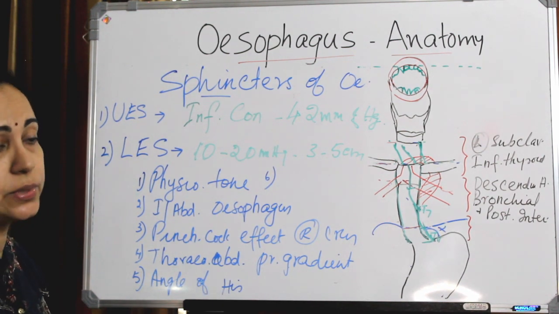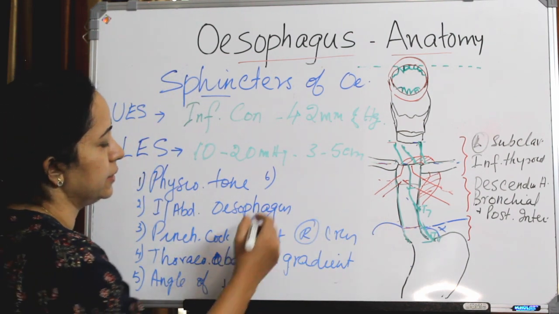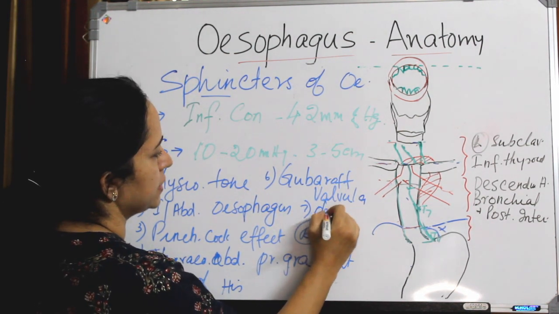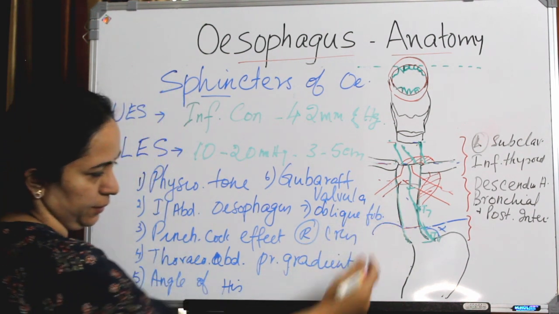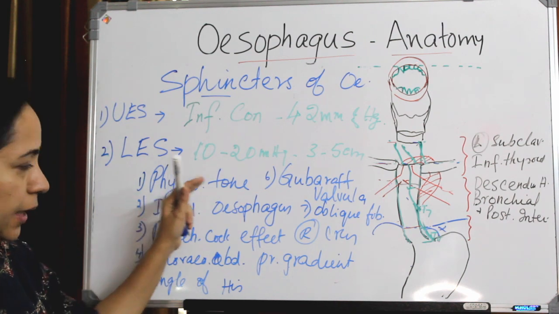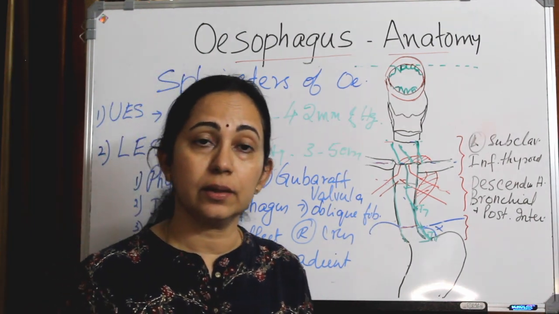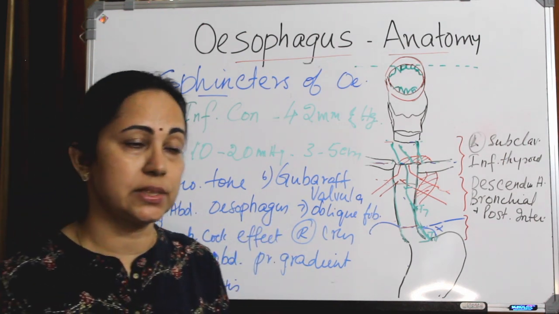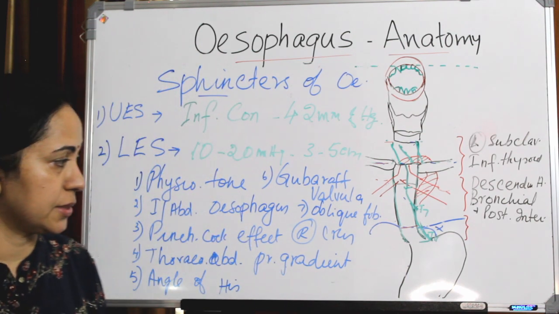I already told you about the mucosal extension into the esophago-gastric junction, that is the Gubaroff valvula, and then the oblique fibers at the gastric inlet, or the cardiac end of the stomach. These mechanisms prevent reflux of gastric content. So anything which blocks or prevents the normal functioning of this lower esophageal sphincter will promote reflux of gastric content, leading to gastroesophageal reflux disease.